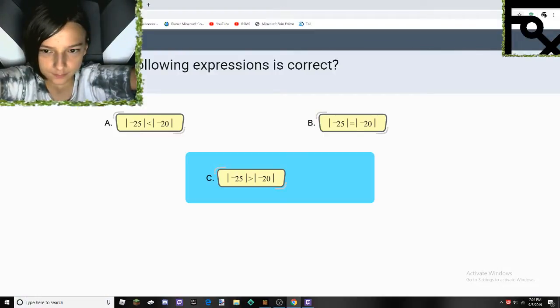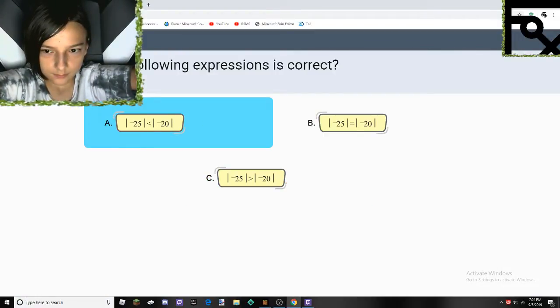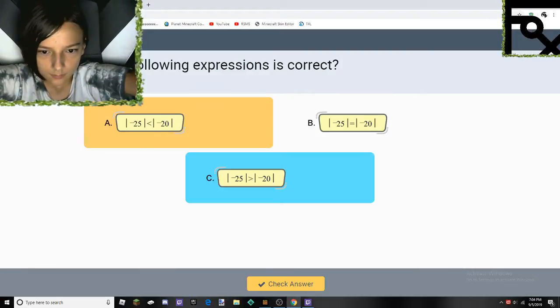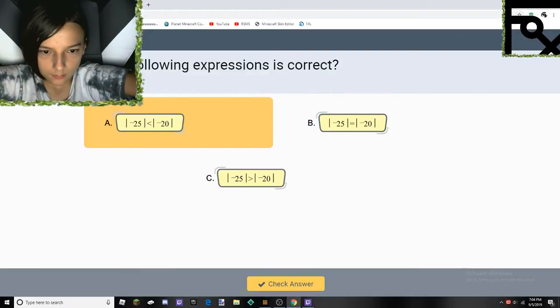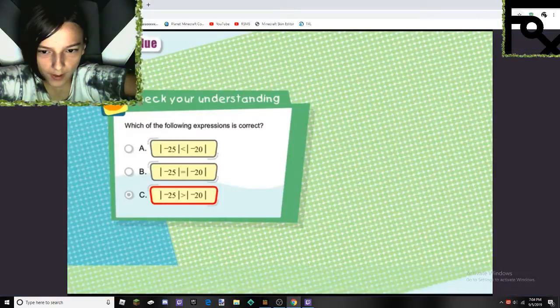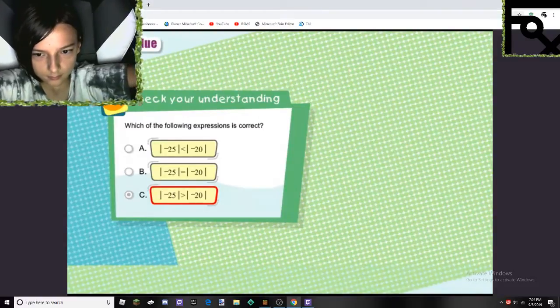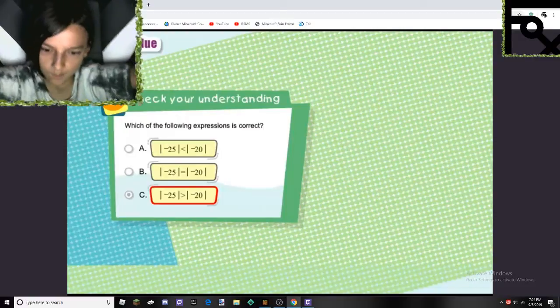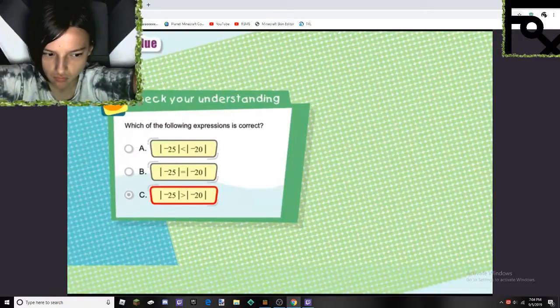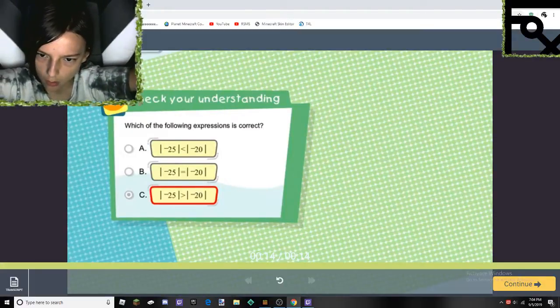Which of the following expressions is correct? The absolute value of negative 25 is greater than the absolute value of negative 20, because the absolute value of each number is positive, and 25 is greater than 20.